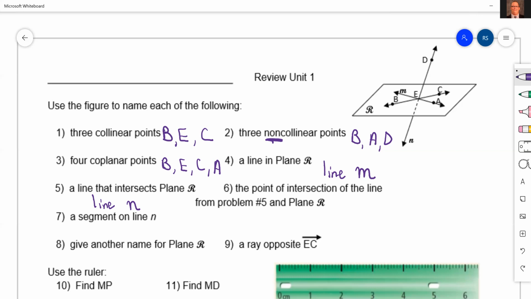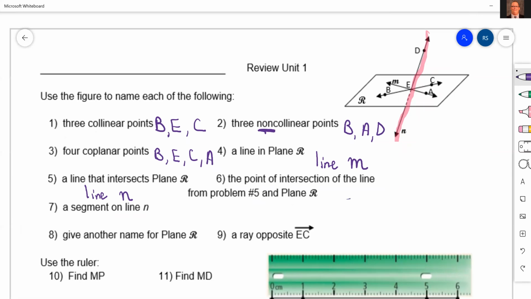Number 6 asks us to find the point of intersection of the line from problem 5 that we just found. So this line with the plane. So where does it go through the plane? Where does it break through the surface? Point E. It busts through right there in the middle.